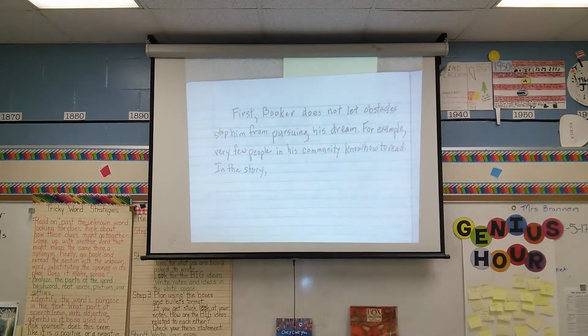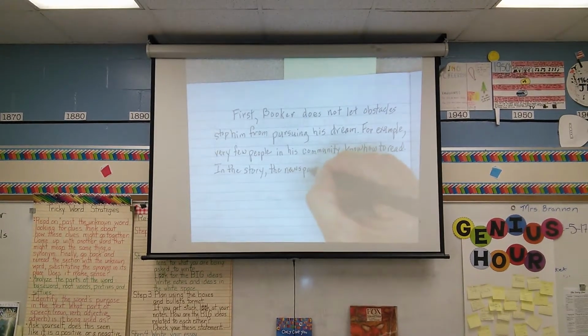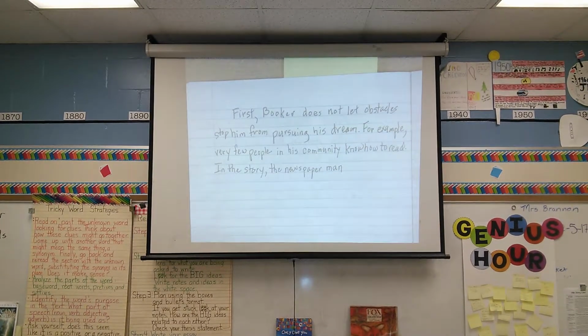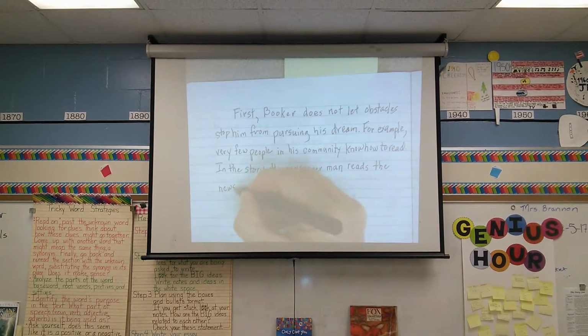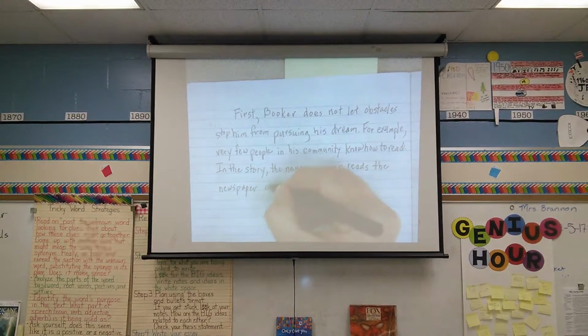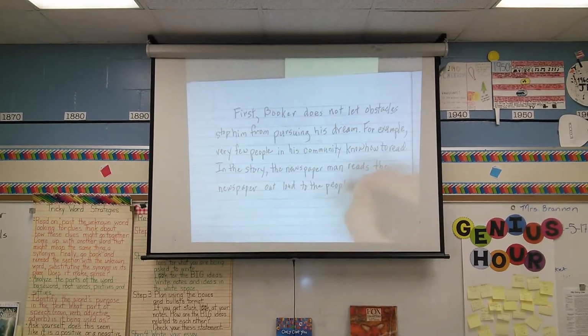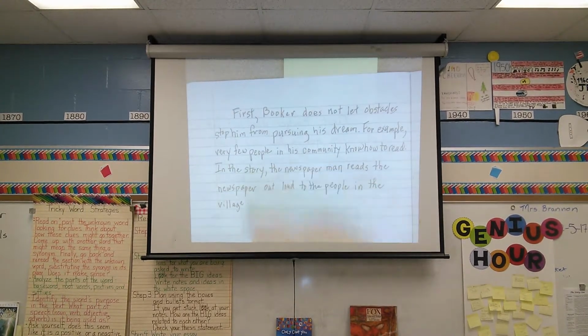and again, I'm going to refer to text evidence, the newspaper man reads the newspaper out loud to the people in the village.